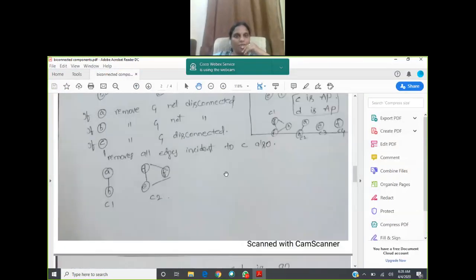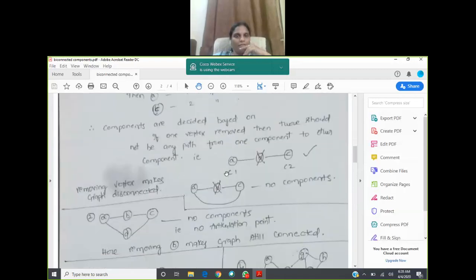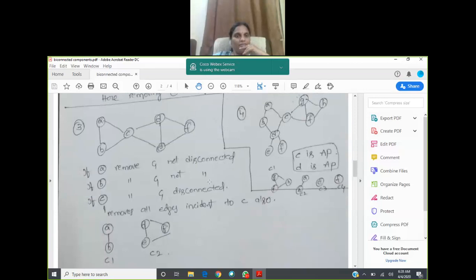Coming to the next concept, how to find articulation points in a given graph. Looking at a graph, it is difficult to say how many articulation points there are. If the graph consists of a small number of vertices, then it is easy to identify the articulation points in the graph. For example, see this graph. This graph consists of only 6 vertices. From this, we can easily tell how many articulation points there are.